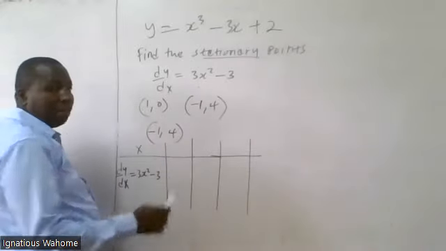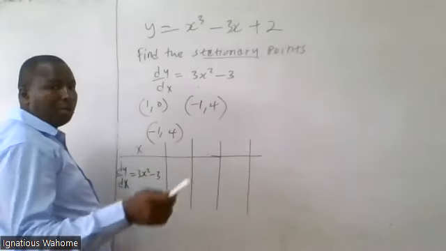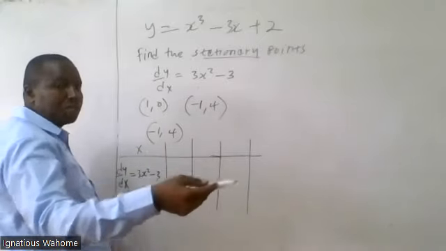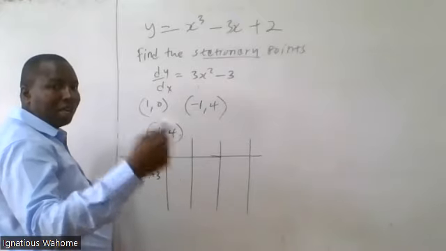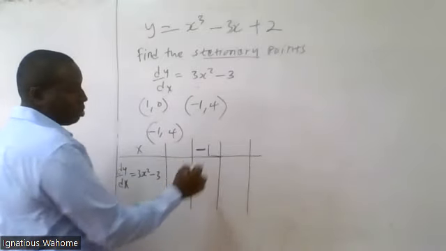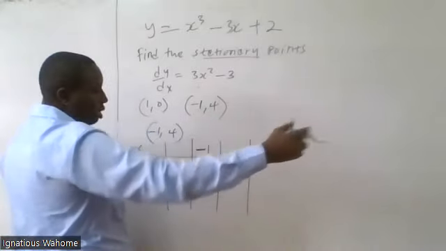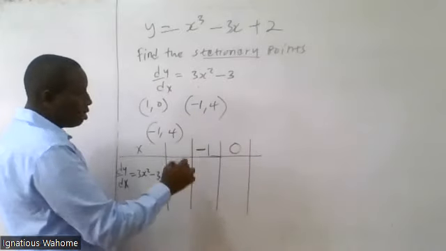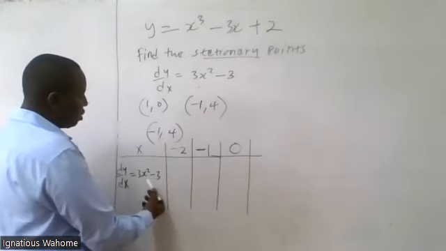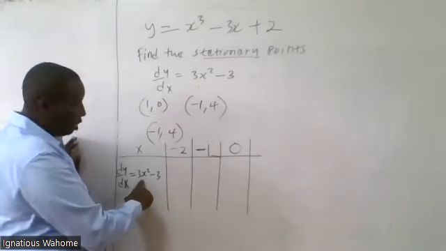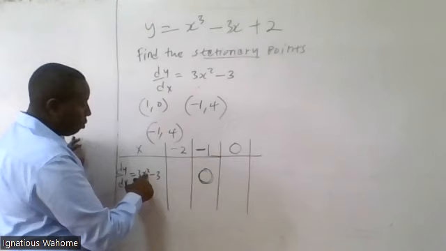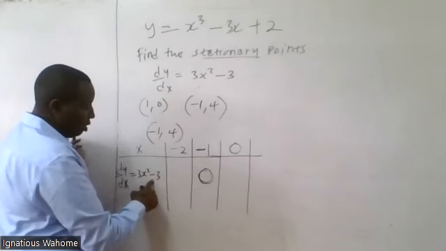Now, the second point to determine whether it is minimum, maximum, or point of inflection is -1, 4. We use the same procedure, the first derivative. The value of x is -1. One step towards the right goes to 0, and one step towards the left from -1 goes to -2. If you substitute -1 here, you get 0: -1 squared is 1, times 3, minus 3 is 0.